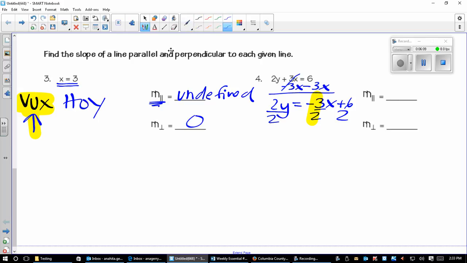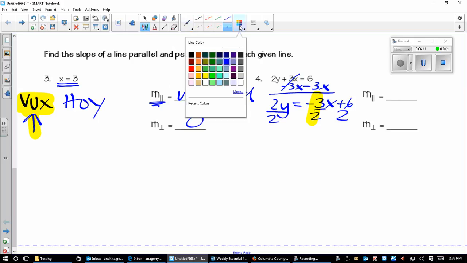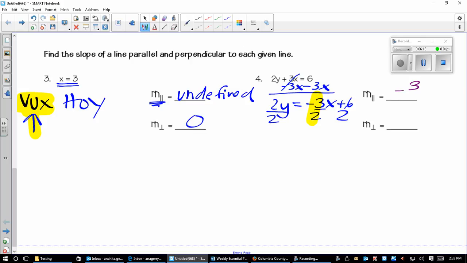So for a parallel line, I want it to be exactly the same. So let's go ahead and write down here negative 3 over 2. That's exactly the same as what I've got going on over here. What about the perpendicular? Opposite and reciprocal. So opposite of negative is positive, and reciprocal of 3 over 2 would be 2 over 3.